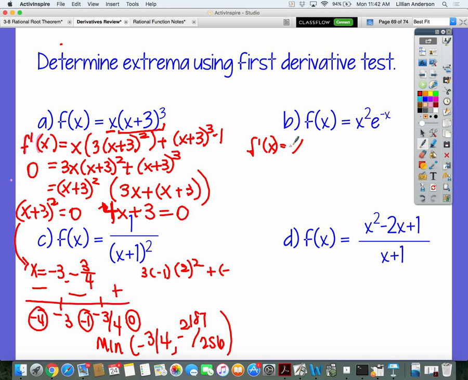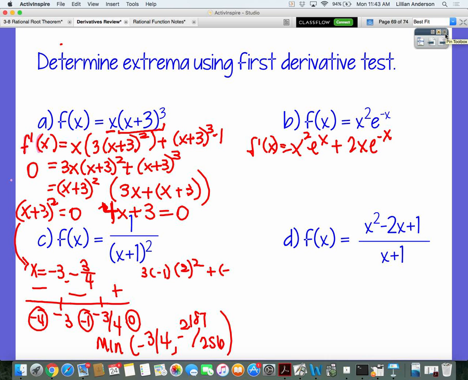This one over here, your derivative should have been negative x squared e to the negative x plus 2x e to the negative x. Is that it? Yeah. When you put it like 2x over e to the x. So then you could do negative x squared over e to the x. You can pull out x e to the negative x, and you'll have negative x plus 2 equals 0. But this would have been a minus.